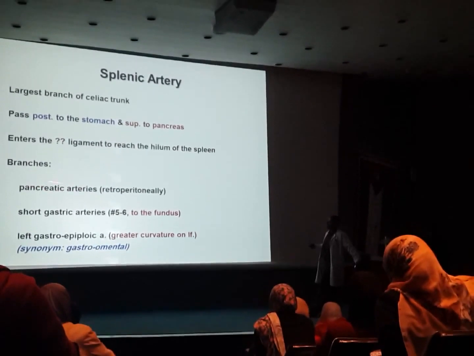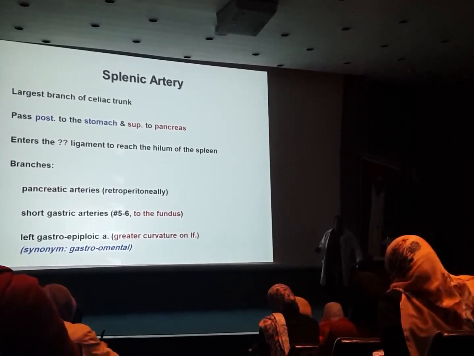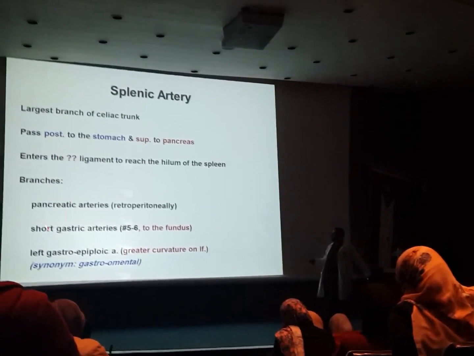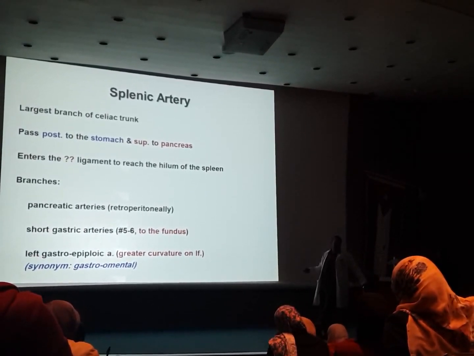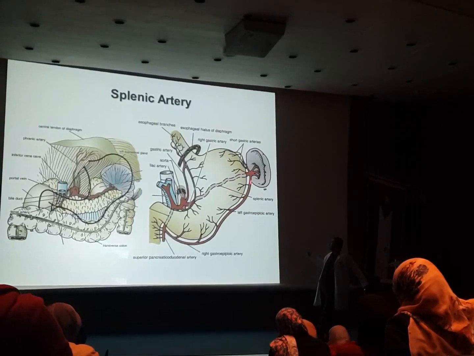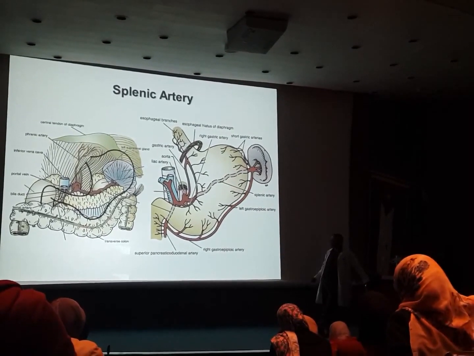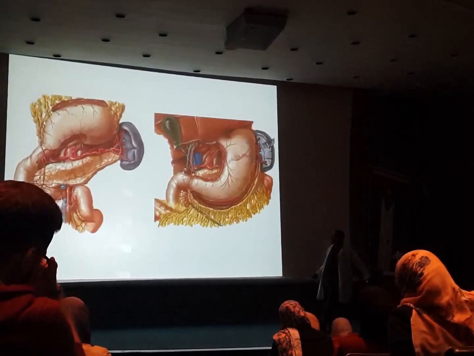The branches it will give, as I told you, are pancreatic arteries to the pancreas. It will give short gastric arteries where? To the fundus, and the left gastroepiploic, which we saw here, this one, to the greater curvature of the stomach.